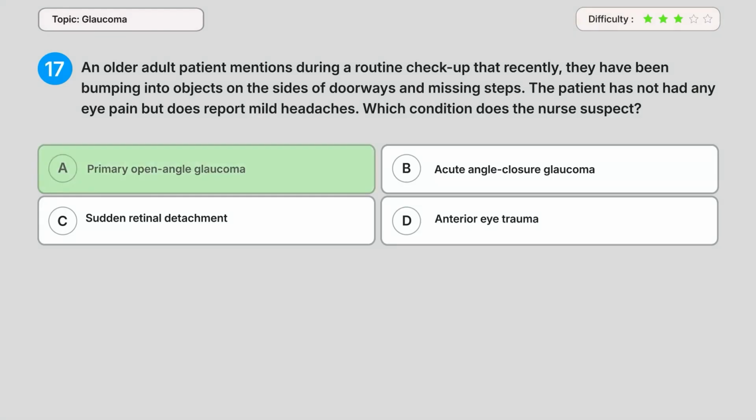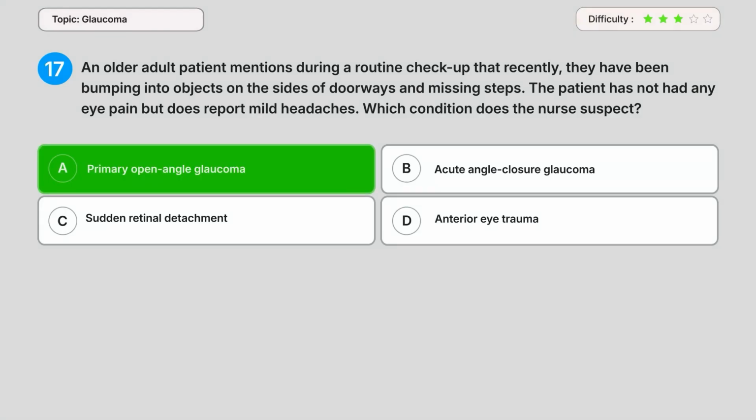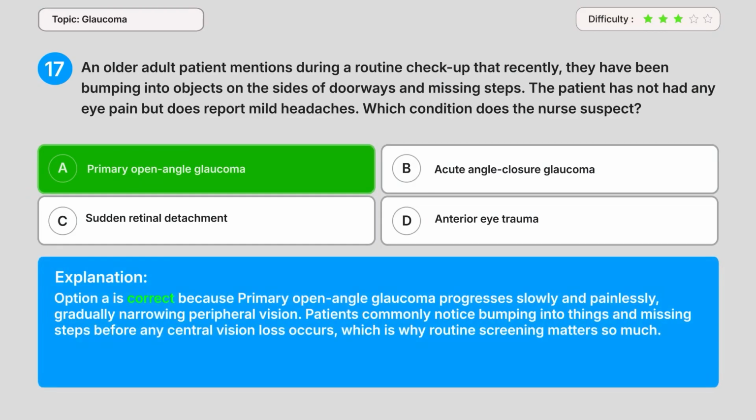Correct answer. A. Primary open-angle glaucoma. Primary open-angle glaucoma progresses slowly and painlessly, gradually narrowing peripheral vision. Patients commonly notice bumping into things and missing steps before any central vision loss occurs, which is why routine screening matters so much.